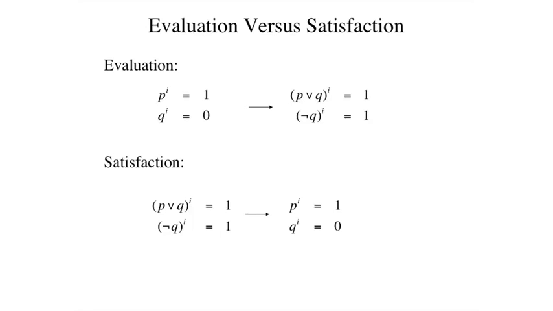In evaluation, we start with a propositional truth assignment and use that truth assignment to determine the truth value of compound sentences. Satisfaction is the opposite of evaluation. We begin with one or more compound sentences that we believe to be true and try to find a propositional truth assignment that satisfies those sentences.